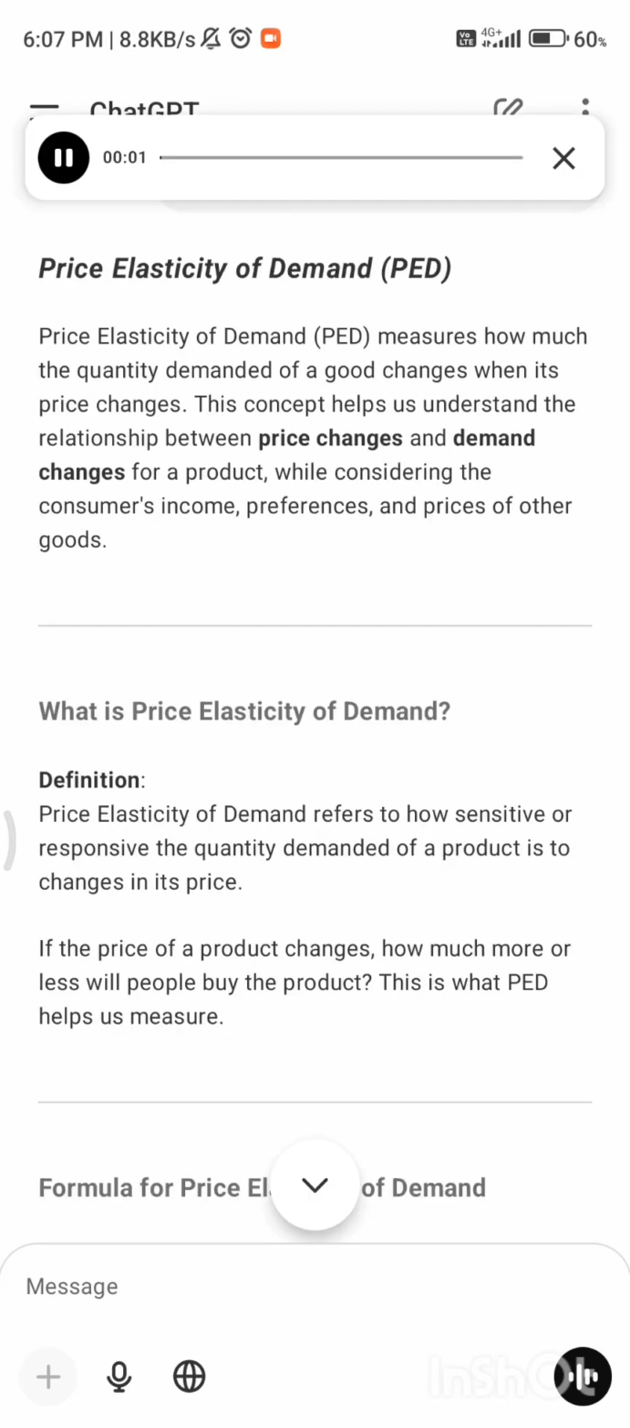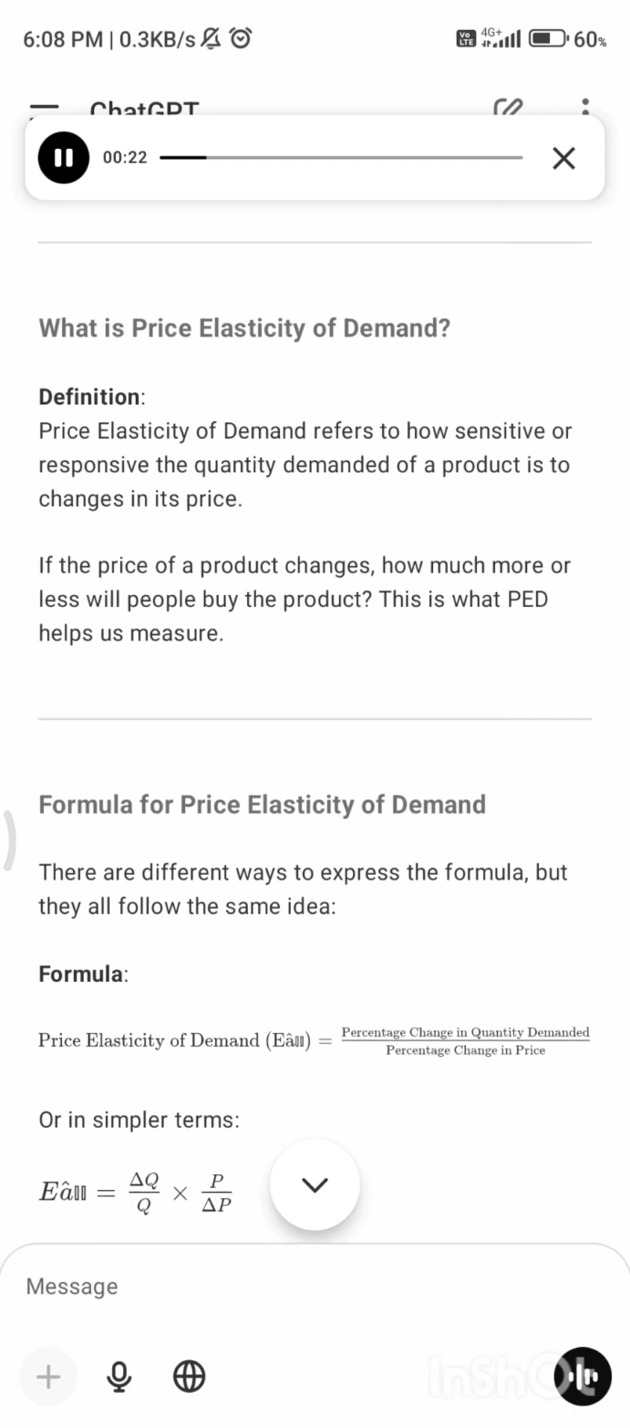Price elasticity of demand, PED, measures how much the quantity demanded of a good changes when its price changes. This concept helps us understand the relationship between price changes and demand changes for a product, while considering the consumer's income, preferences, and prices of other goods. What is price elasticity of demand?